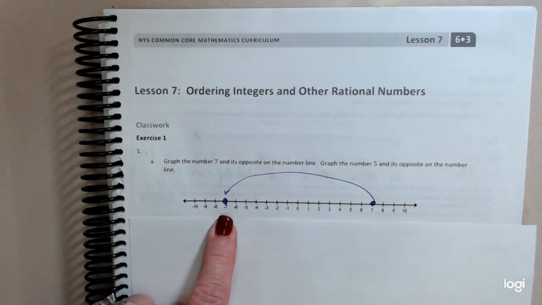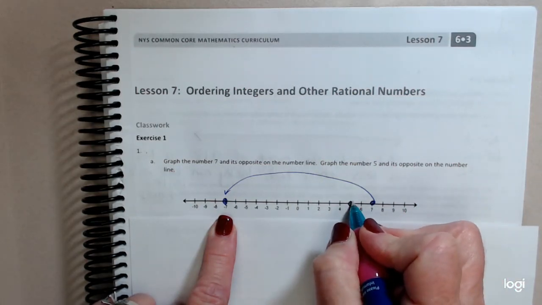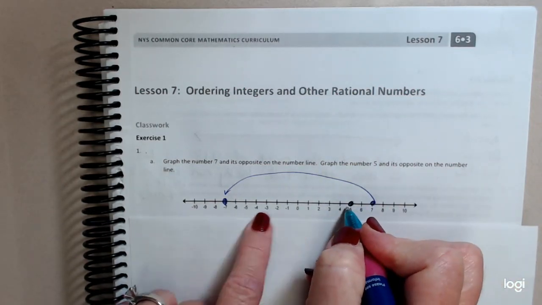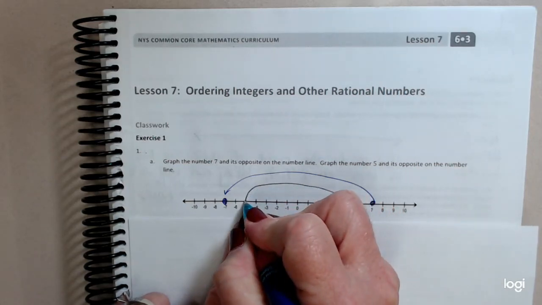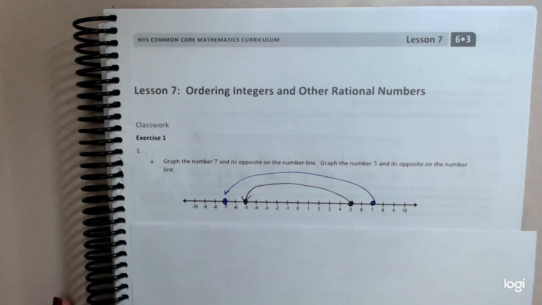Then the next thing says to graph the number 5 and its opposite on the number line. Here's 5. And the opposite of 5 would be negative 5. Okay, so go ahead and graph those 2 points.